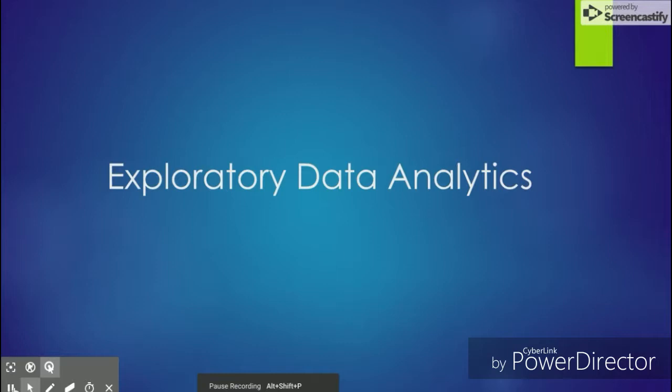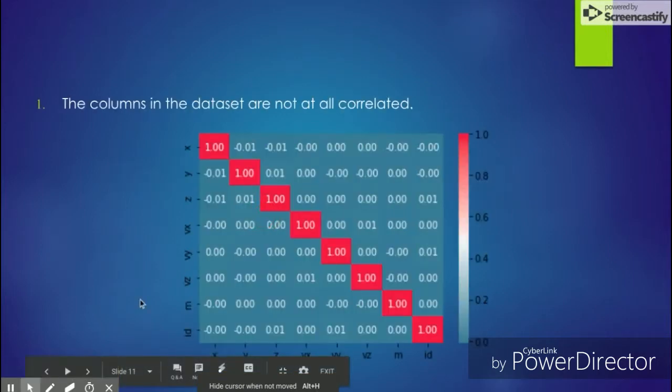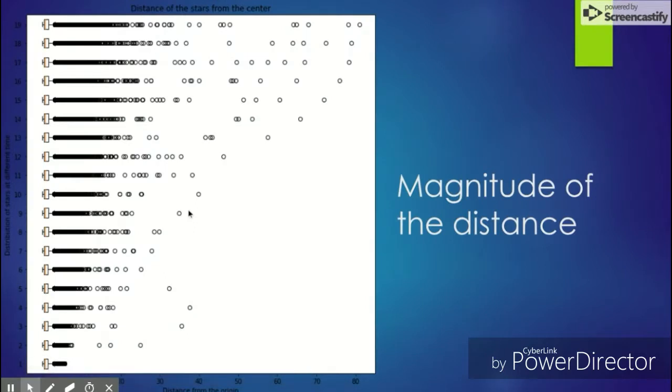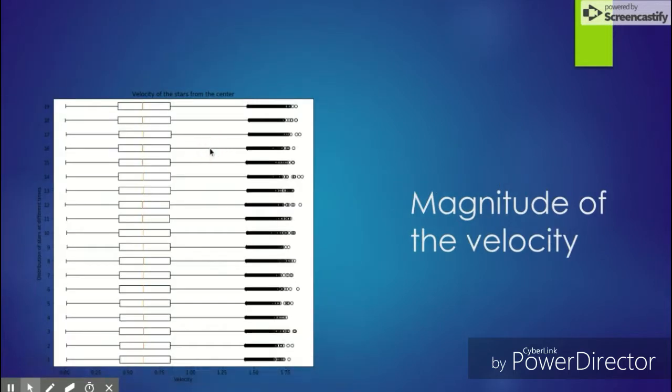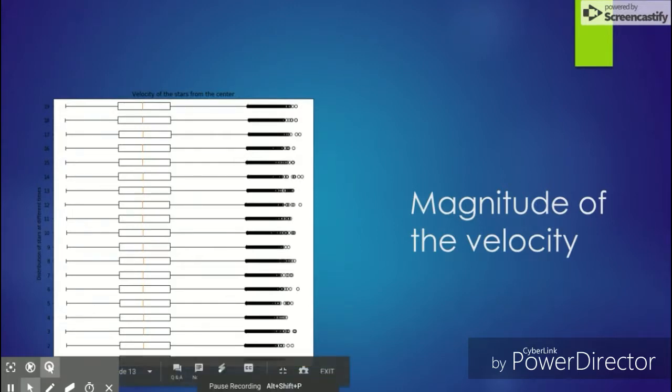Let's see some of the exploratory data analytics. As you can see, the correlogram shows that the columns are unrelated. Analysis of the magnitude of the distance over time shows that the number of outliers increases drastically over time. Similar analysis was done on velocity and this did not change drastically.